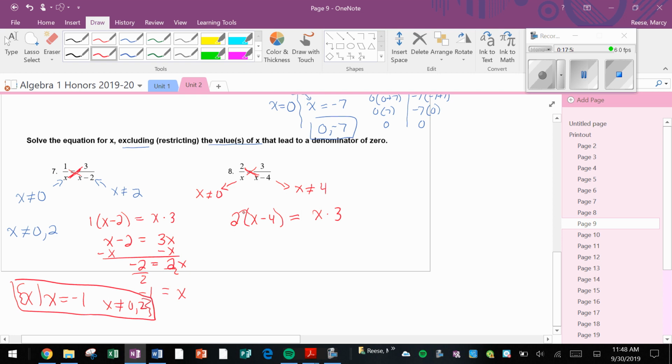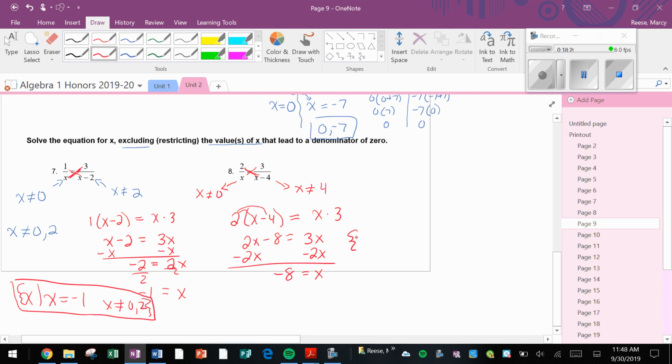And then I'm going to distribute the 2. So it's 2x minus 8 is equal to 3x. I'm going to subtract the 2x. And I've got negative 8 is equal to x. And I've got, let me write this again, much cleaner this time.